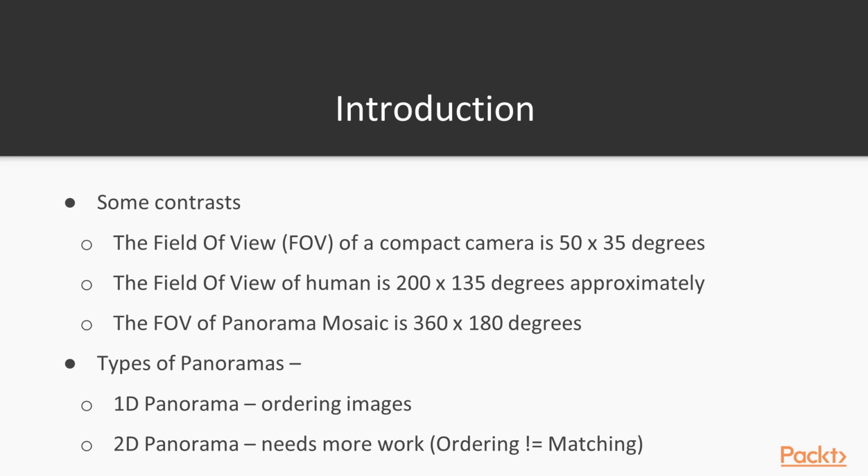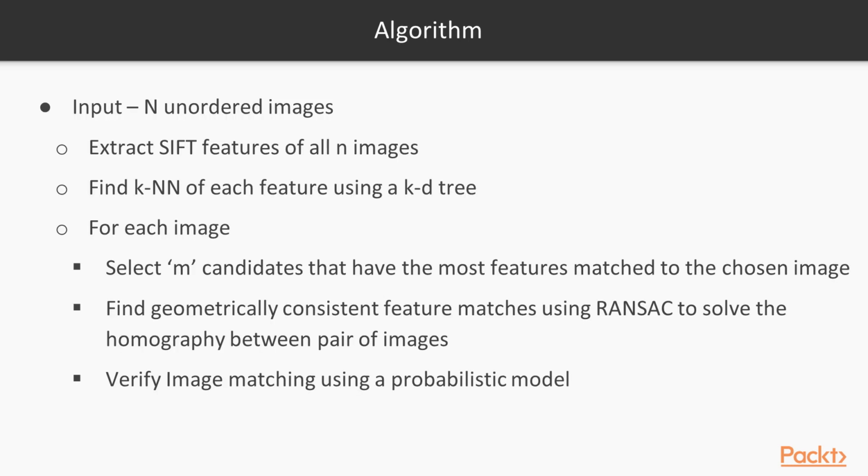Here are some facts on field of views. On average, the field of view of a compact camera is about 50 by 35 degrees, whereas that of a human is about 200 by 135 degrees. We are interested in building an image of the scene at hand that has a field of view of 360 by 180 degrees. Based on the degree of freedom of the camera, a panorama can be of different types, like a 1D panorama, in which there is not much effort and we simply achieve it by ordering the images in their respective orders. Whereas in the case of a 2D panorama, we still need some extra work to be done, which we shall see next.